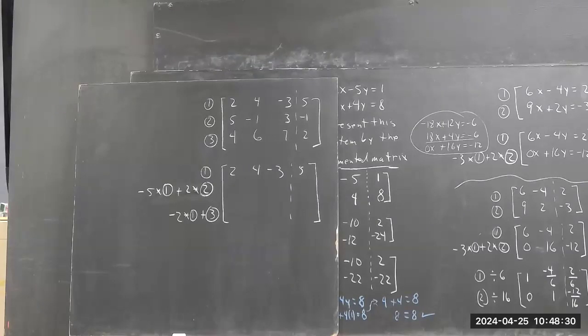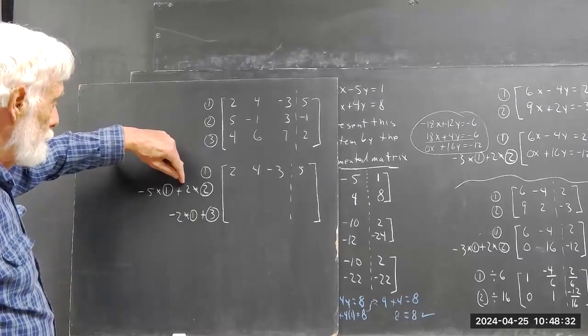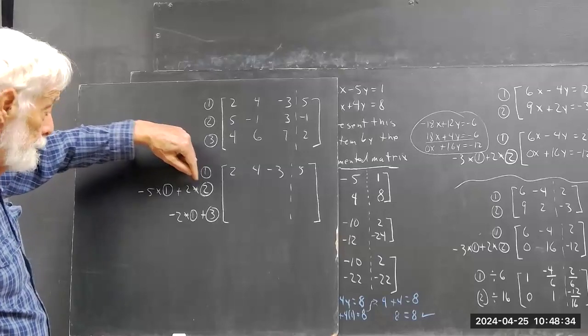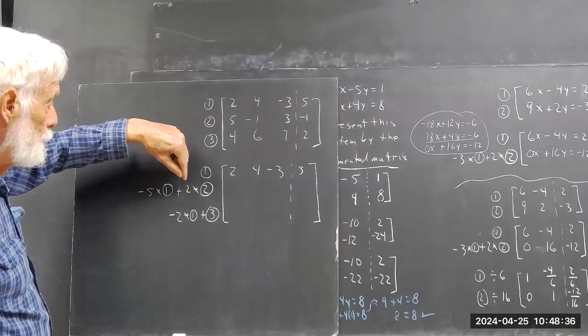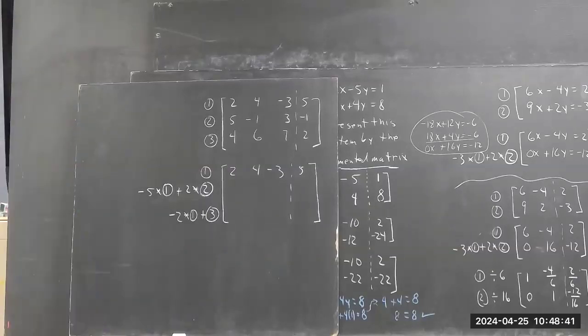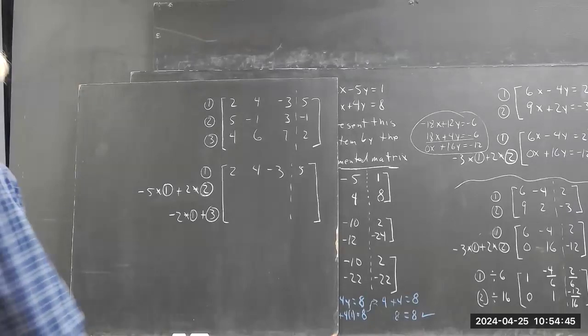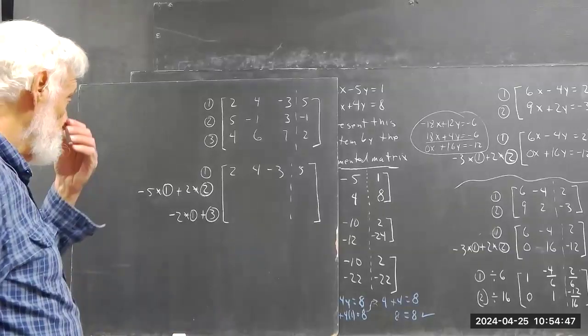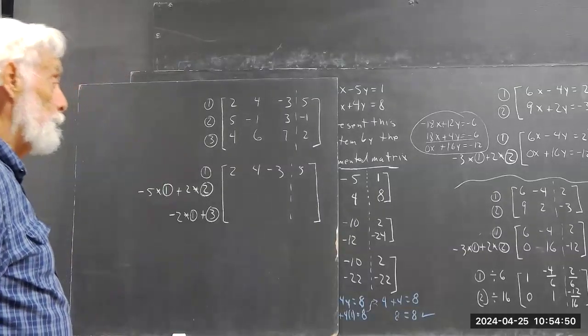Quick correction here, I didn't do the 2 times row two. Should have been -5 times row one plus 2 times row two. I apologize for that, that was a plain old error. Okay, now everyone did quite well with that, especially after I made this correction.